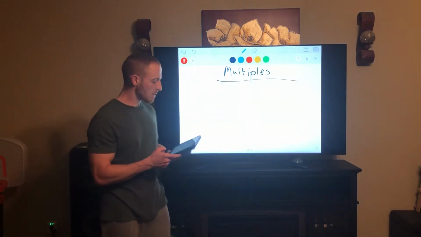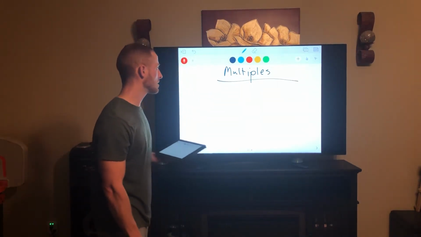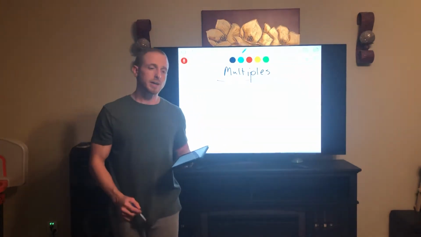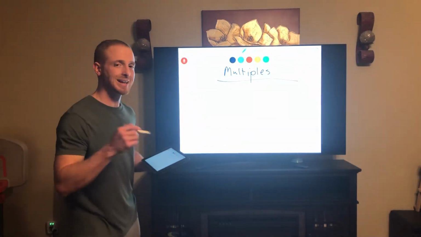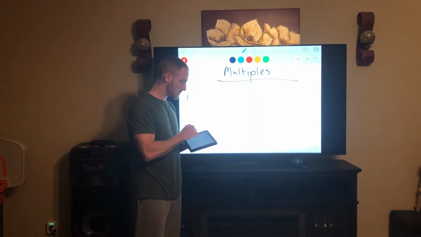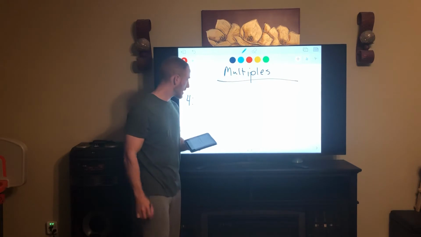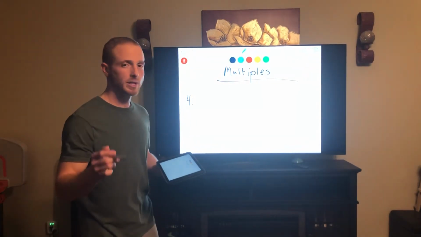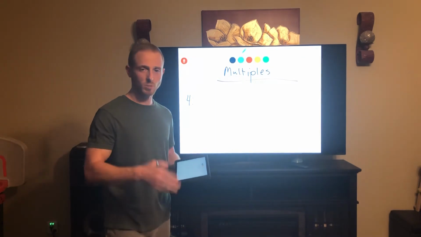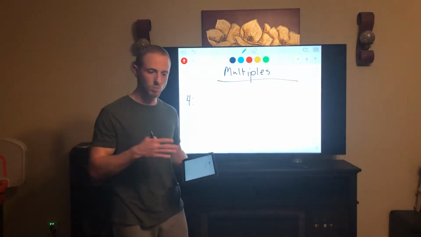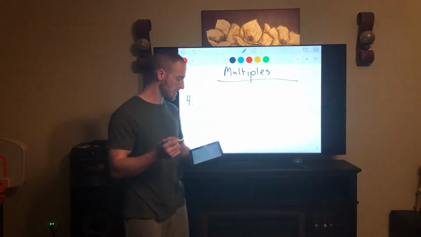Next, we're going to talk about multiples. Multiples are numbers that you get when you take a number and you multiply it times the counting number. So therefore, if I'm wanting to find the multiples of 4, I am going to take 4 times each counting number. And we know counting numbers start with 1. If I was to ask you to count to 10, you wouldn't start with 0. You would say 1, 2, 3, 4. And that's simply what you're doing.